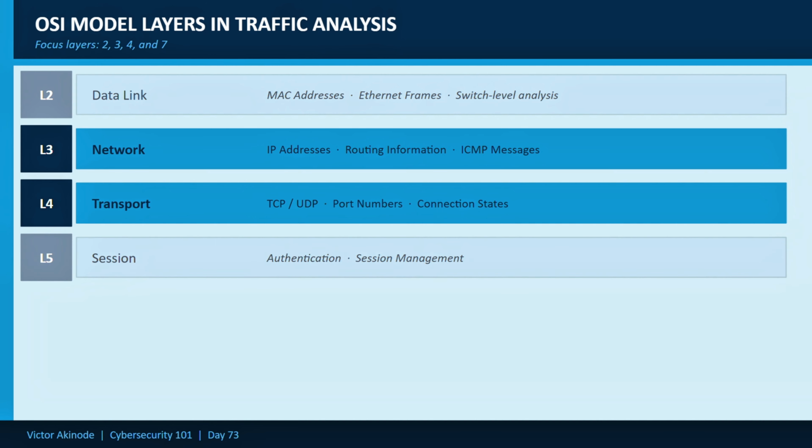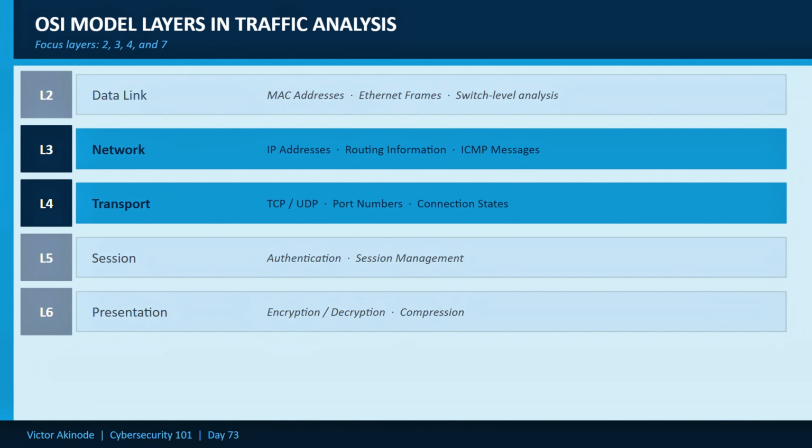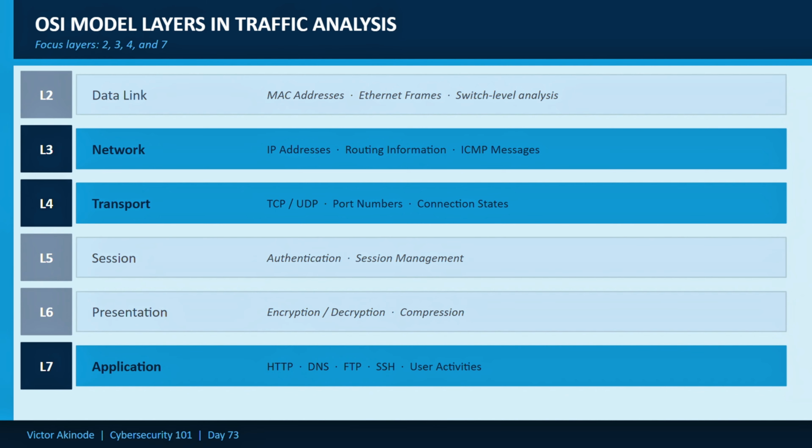And the next one is layer 5, which is the session layer, and this has to do with authentication, so it gives us session management details. Then the next one is layer 6, and that is the presentation layer. So this has to do with encryption, decryption, and also it gives us some compression information. And the last one is the application layer, which reveals HTTP, DNS, FTP, SSH traffic, application level data, and actual user activities.